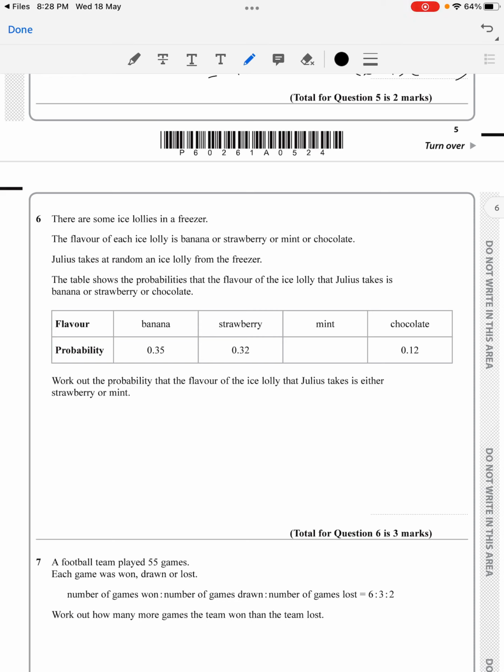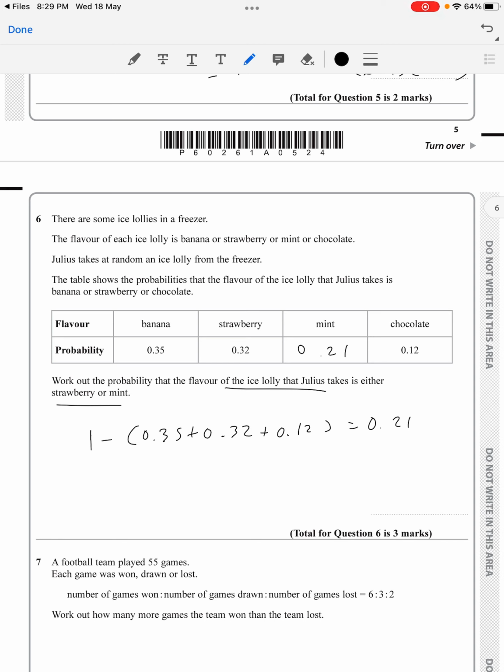Now the next question is, there are some ice lollies. They're asked to find the probability of the flavor of the ice lolly that Julius takes as either strawberry or mint. So for this question, you need to understand that the total probabilities all add up to 1. So you just need to do 1 minus all the other probabilities added together in order to find the probability for mint. You just do 0.35 plus 0.23 plus 0.12. You should be getting approximately 0.21. That's the probability for mint, right?